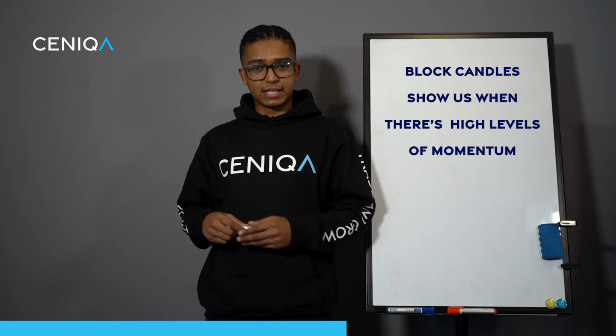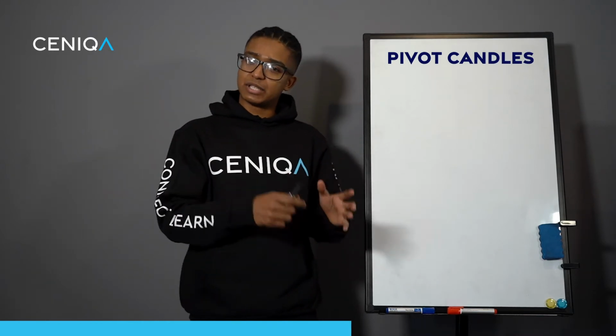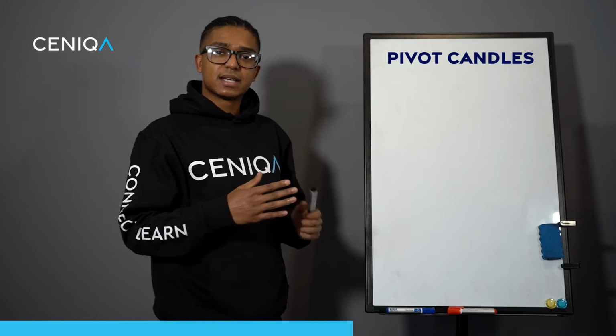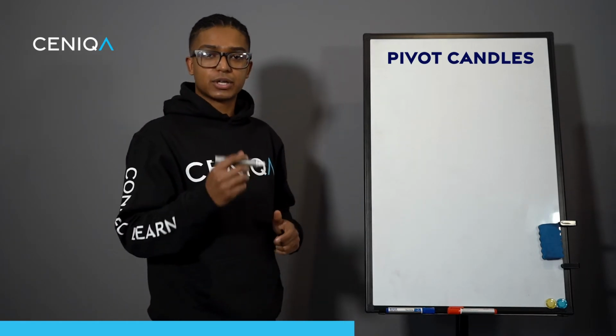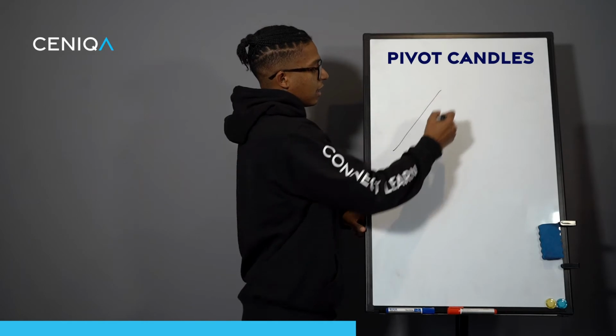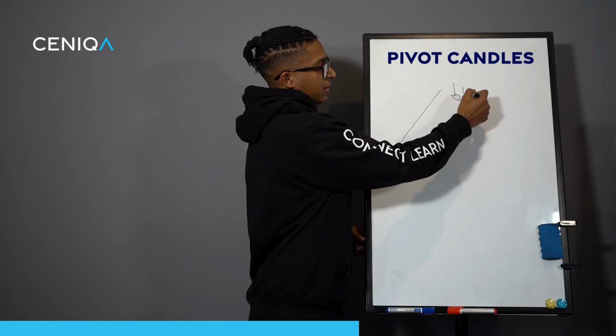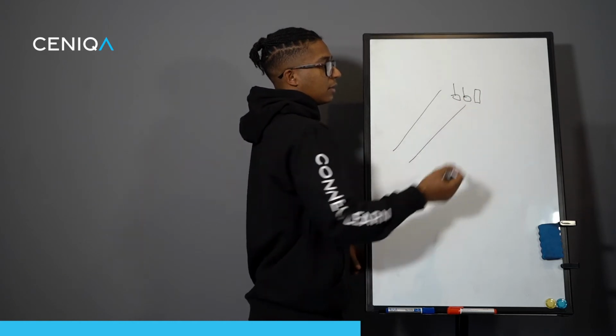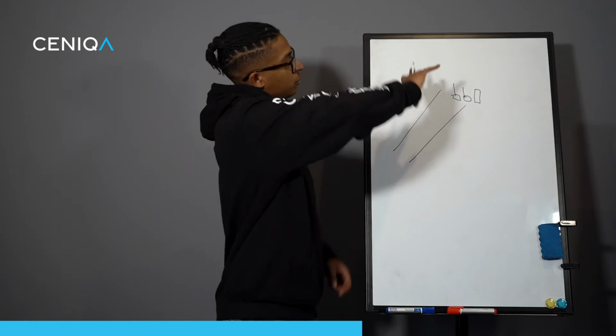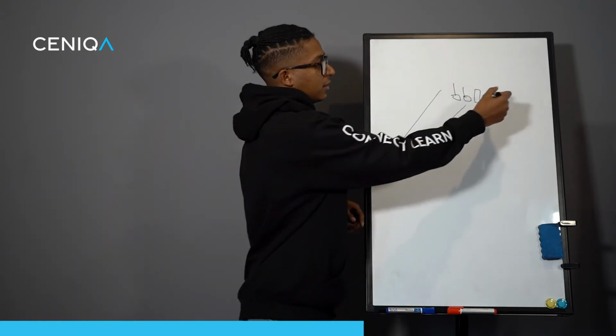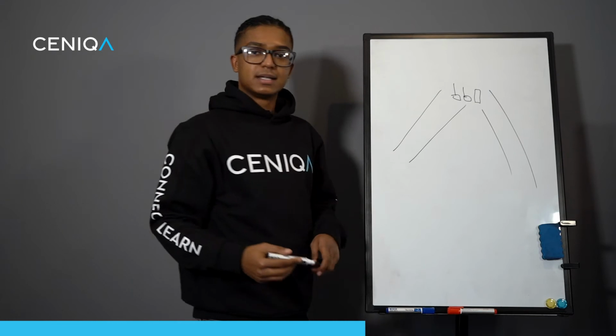Now, the other candlestick patterns which we need to be familiar with are known as pivot candles. Pivot candles, as the name suggests, indicate a pivot point in the market. For example, if we were in an upwards trend and we identified some pivot candles, the market would then use that to pivot and change its direction, therefore going in a downwards trend. It's important to be able to identify pivot candles and how they look.